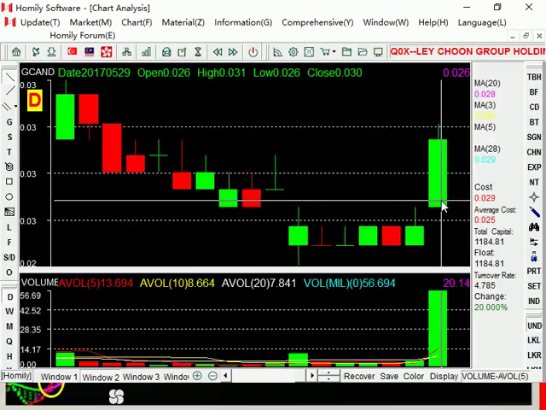Let's see the change. If the change is above 5%, it's between 5% and 80%. So the rising change should be from 5% to 80%. If above 80%, it's better not to buy. Okay, this is the price, the rising trend.